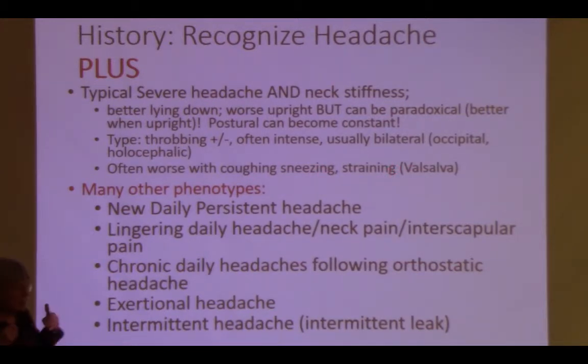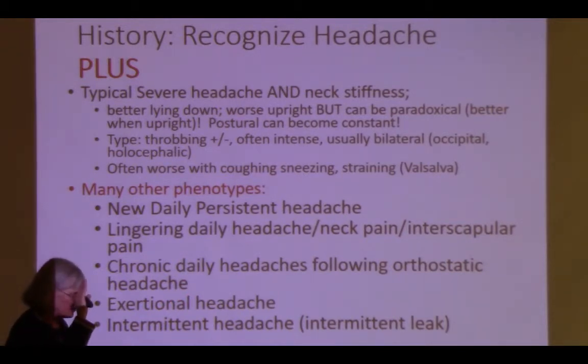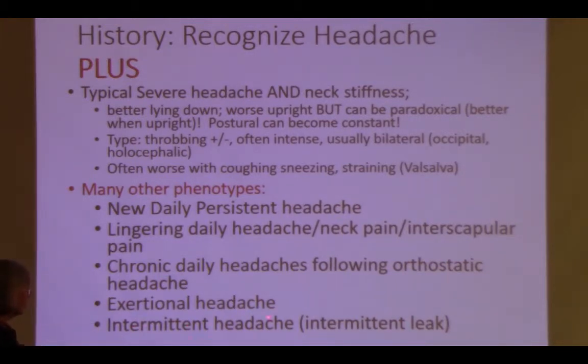And the story that people come in with can sound like what we call new daily persistent headache, which can be the phenotype, or what that headache sounds like. It started one day and it never went away. A lingering daily headache with neck pain and pain between the shoulder blades. A chronic daily headache following an orthostatic headache, meaning that they came in and they had a bad headache when they were upright all the time, and then finally it didn't matter whether they were up or down, they always had a headache. An exertional headache and an intermittent headache can be caused by an intermittent leak.